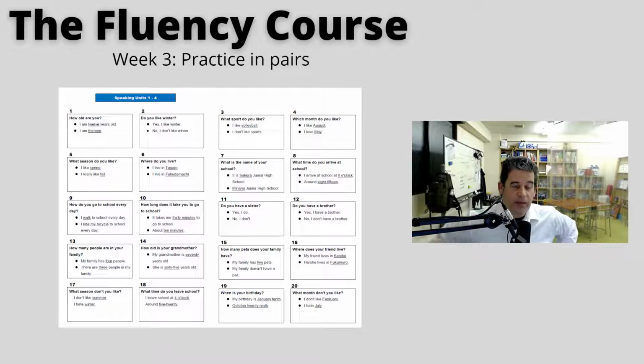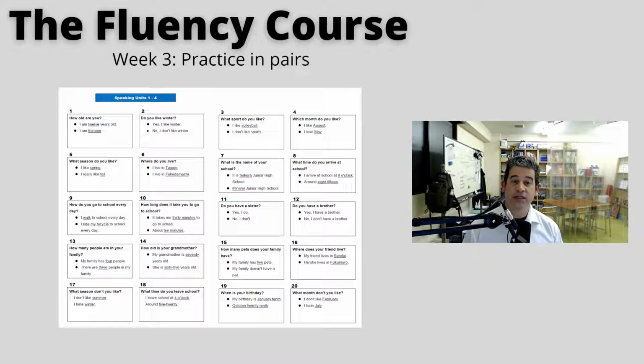Week 3, by this point, we don't need to review anymore. So we're not going to read and repeat. We're going to jump straight into pair practice. So again, we'll make a pair. They'll ask questions and answer from 1 to 20. Then we'll change partners, then go from 20 to 1. Then we'll change partners again, maybe do random order.